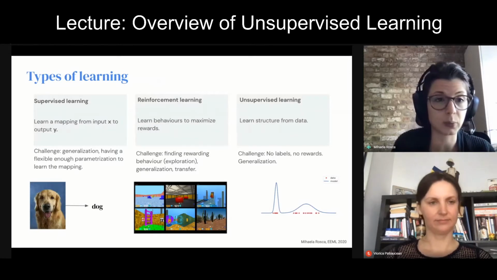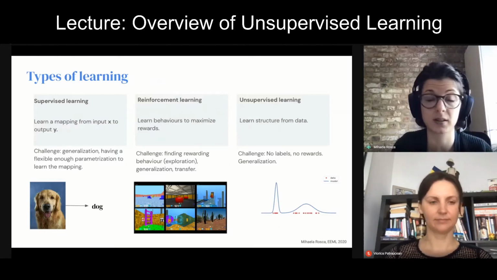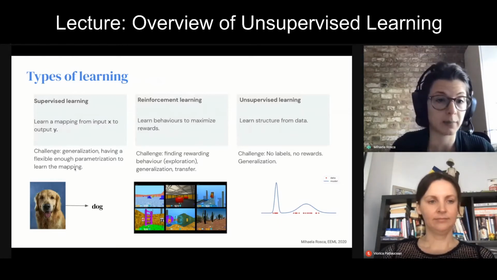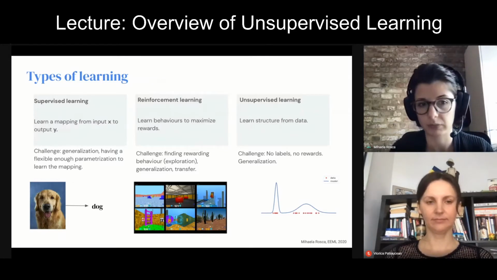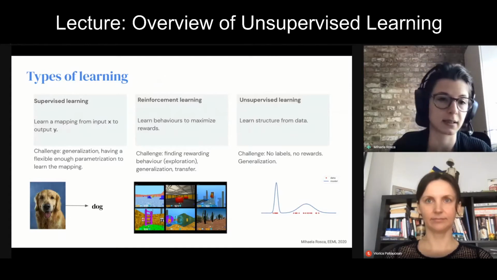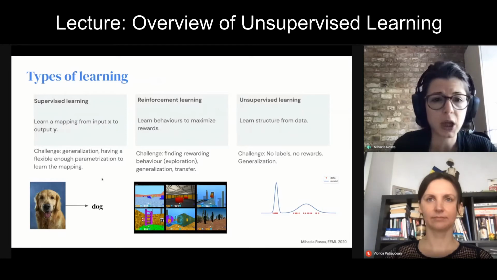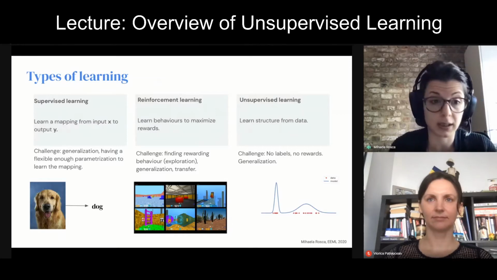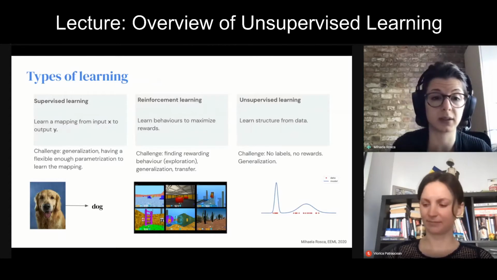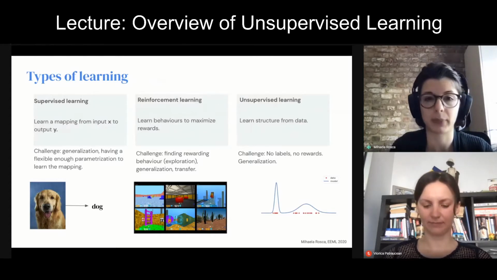You've seen supervised learning before. In supervised learning, we're trying to learn a mapping from input X to output Y. So our data set contains XY pairs, from maybe high dimensional input such as an image of a dog to the mapping output label, for example, one of 10 possible classes. This is a dog, this is a cat, and so on. And we have a lot of challenges here. Generalization is one. If I see a new type of dog that the model has not seen during training, I want it to generalize and know, well, that is also a dog. And we also need to find a flexible enough parameterization, so in the case of a neural network, a powerful enough neural network to learn this mapping.